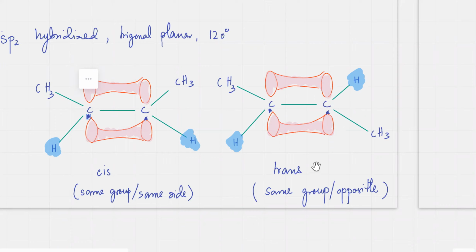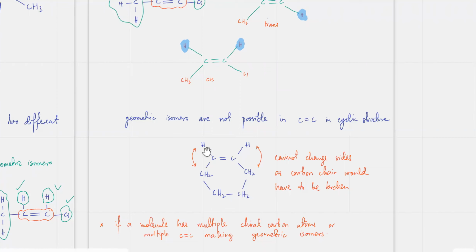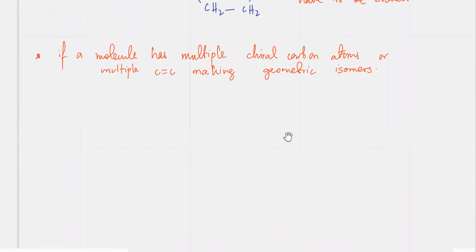And I told you that you can't really do that in cyclic structures, because for cyclic structures, you would have to break the structure. In cis and trans isomers, you don't break the bonds. The orientation of the bonds is just different. So we were at this point: if a molecule has multiple chiral carbon atoms, what happens then? Or multiple double bonds. So what happens in that case?